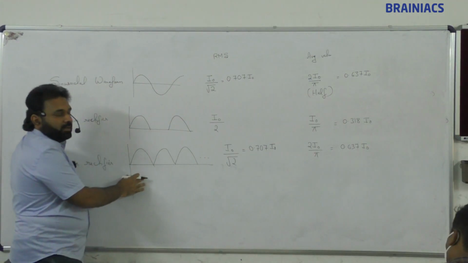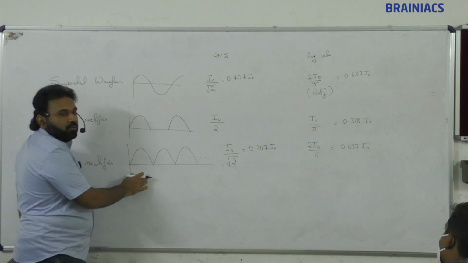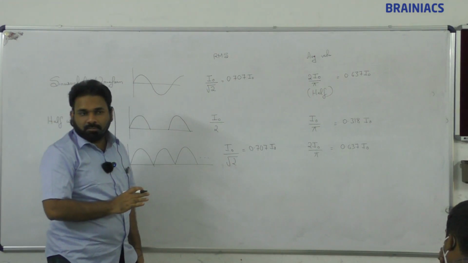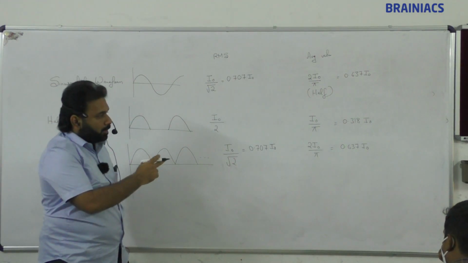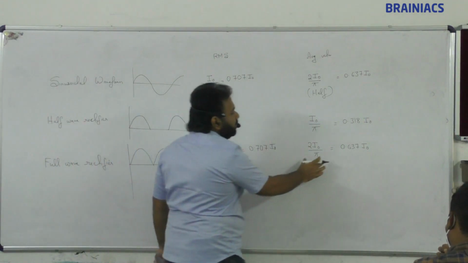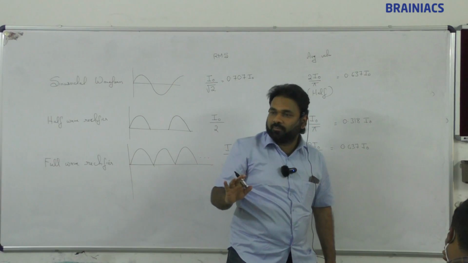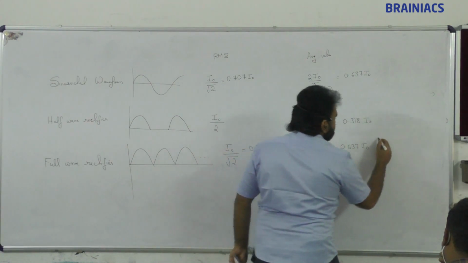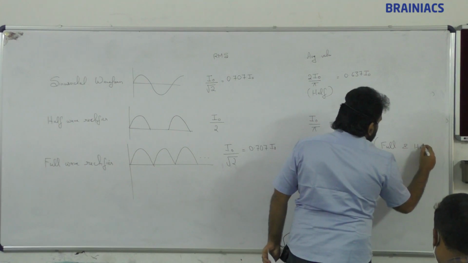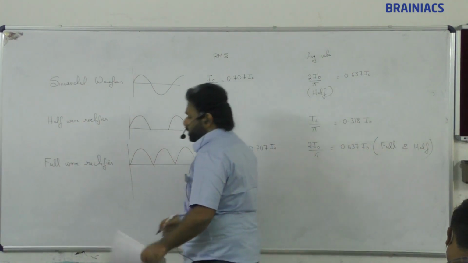What is the average value of full wave rectifier, even for full as well as for half? It will not become 0. This average value will be 2 I naught by pi itself. Okay, so you can understand that this is full and half. For both of them it is going to be the same.